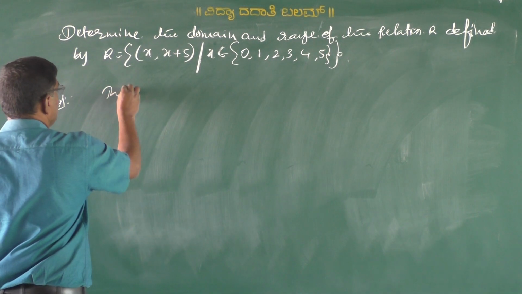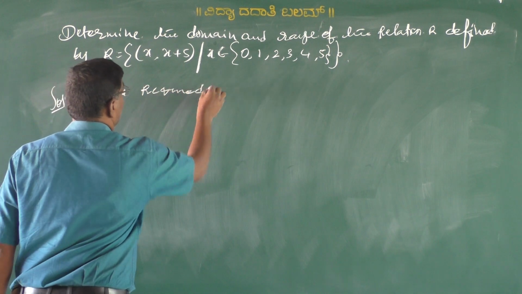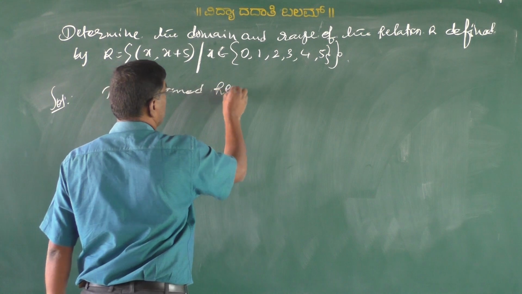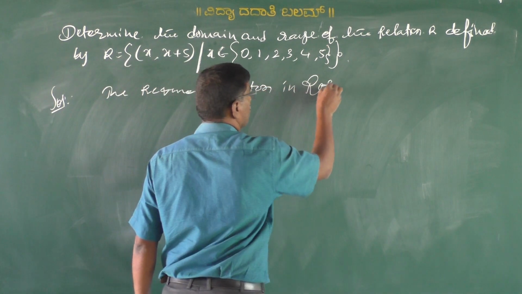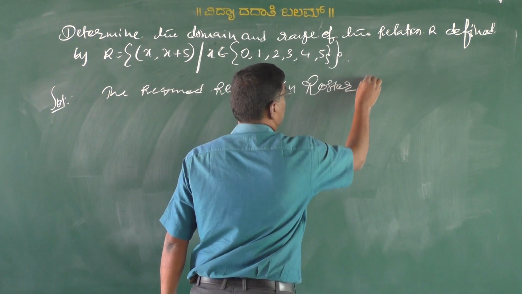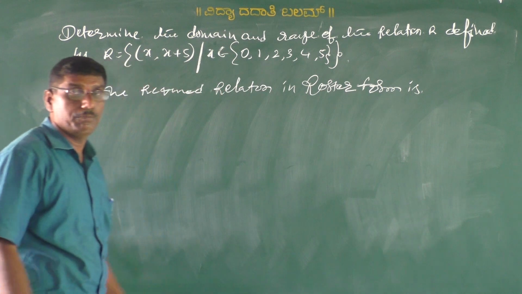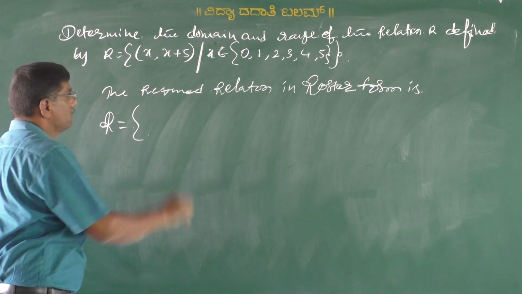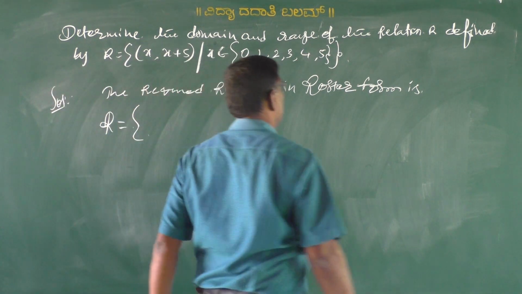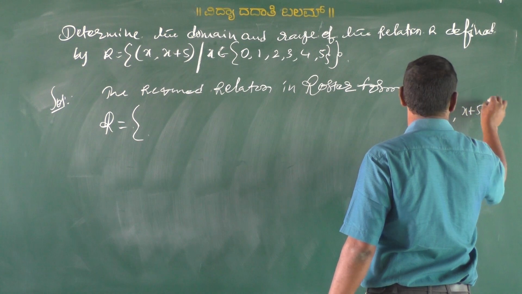The required relation in roster form is R is equal to. How, sir, do we have to write? See here, my dear students. The given ordered pair is x comma x plus 5.